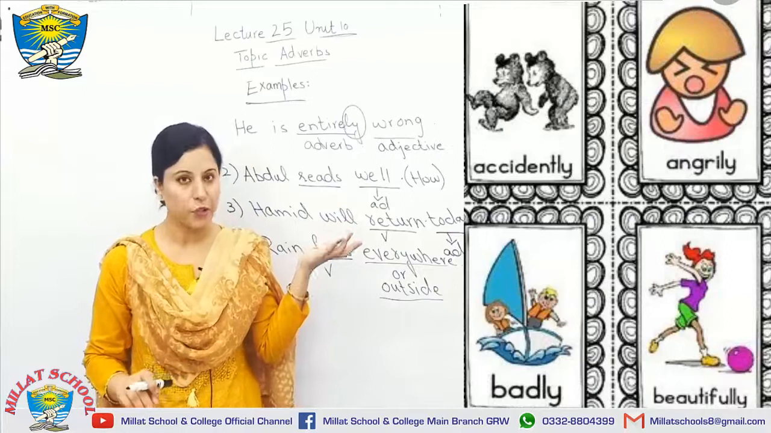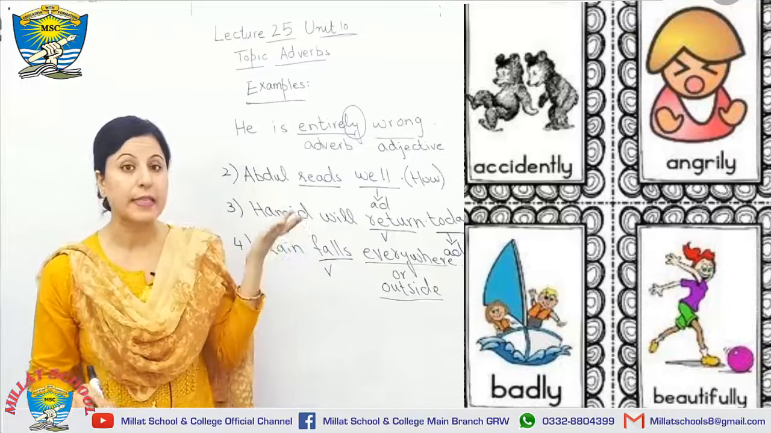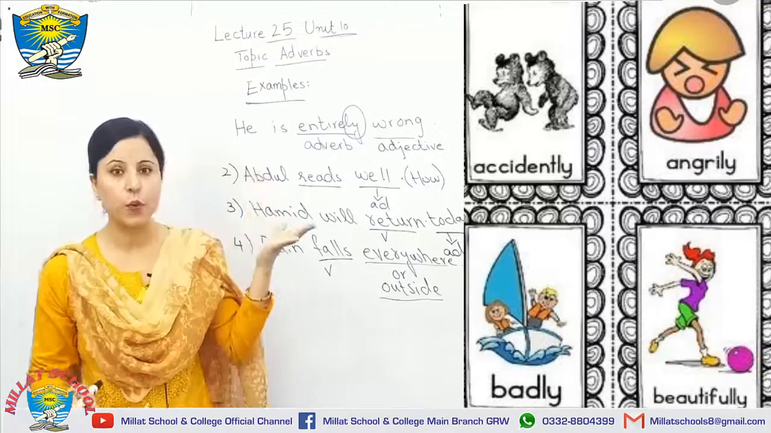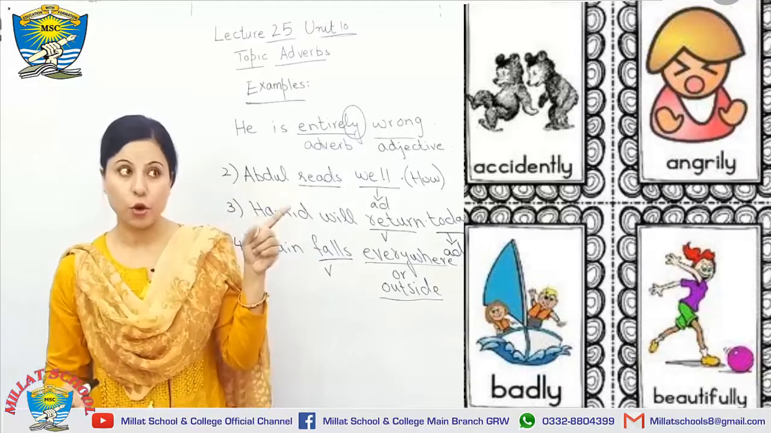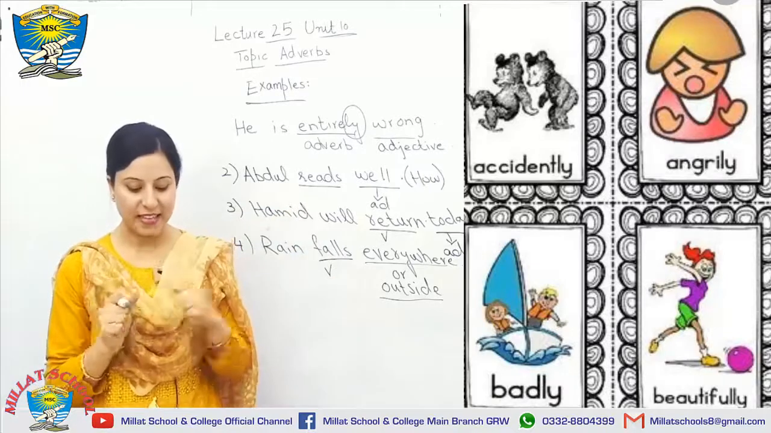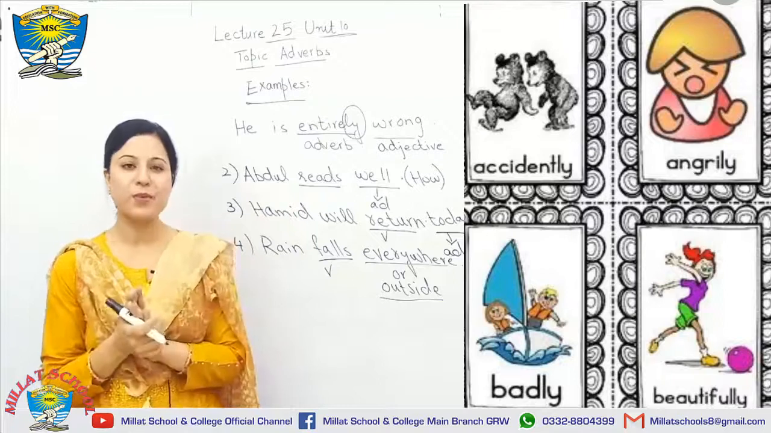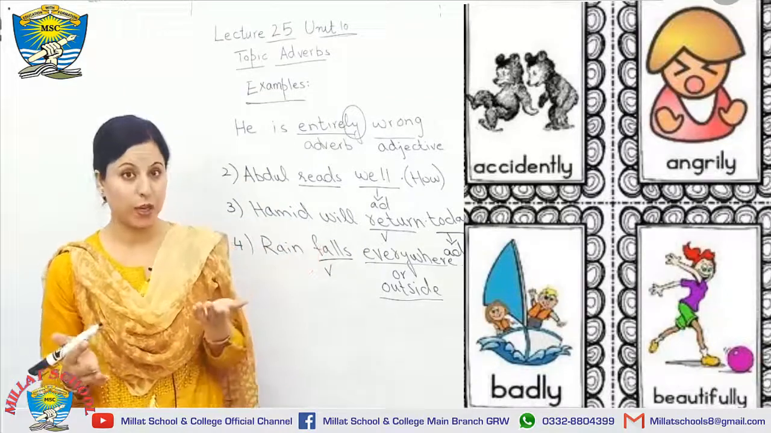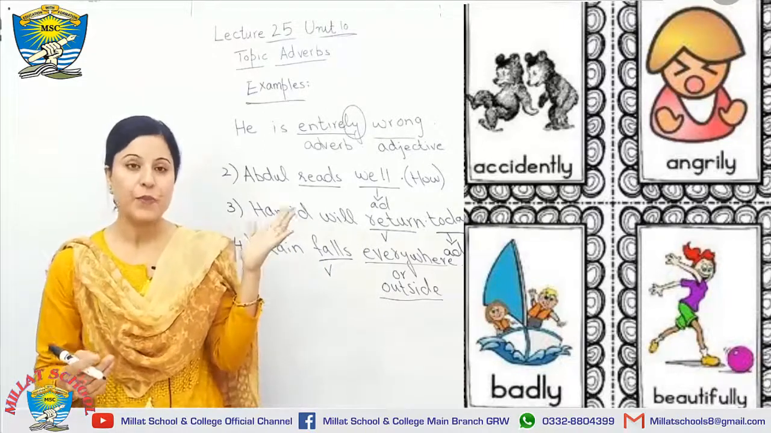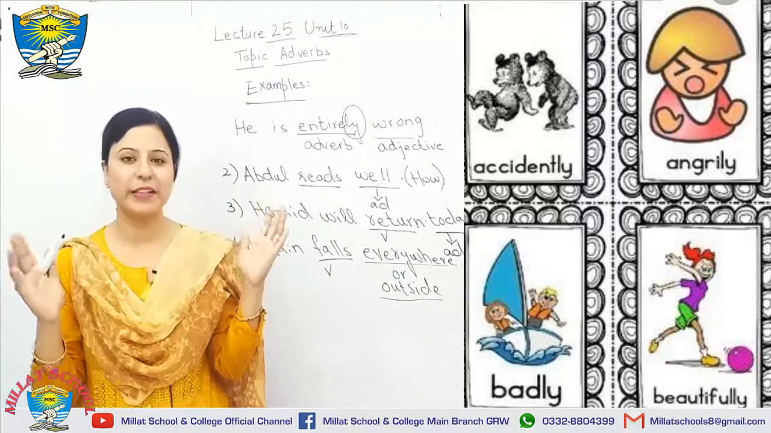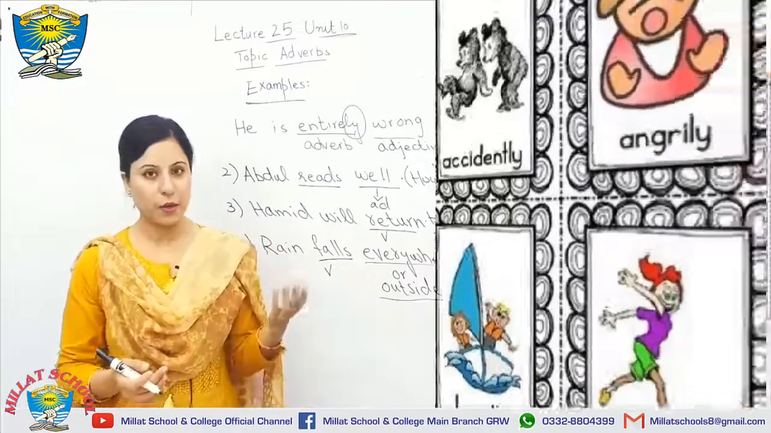Can you all see this image? In this image, we can see what's happening: accidentally. He has fallen accidentally. Then he talks angrily. Yes, more examples. He writes badly. I'm using these adverbs in my sentences. You can use them also in your own sentences. Let's see one more example. She sings beautifully. These are all adverbs that I have also used with my verbs. You can also do it.